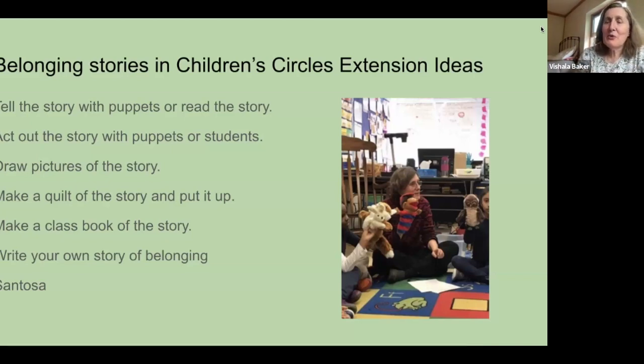I was lucky to be in a school that had 3-year-olds through 14-year-olds. But if you have real little ones, it might be interesting, if there's a way, to get older kids to come in and write their own stories and share them.